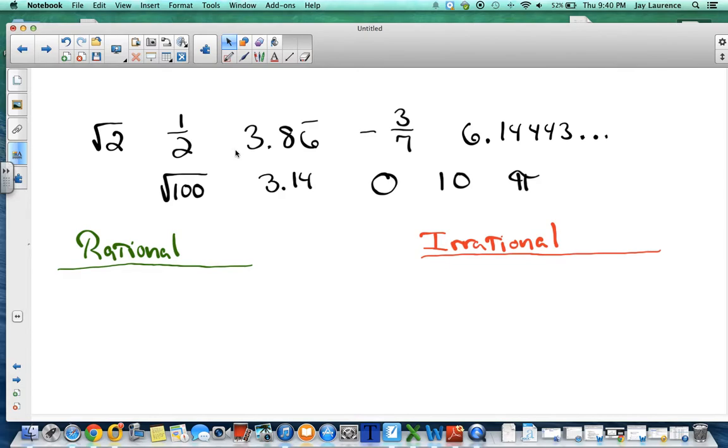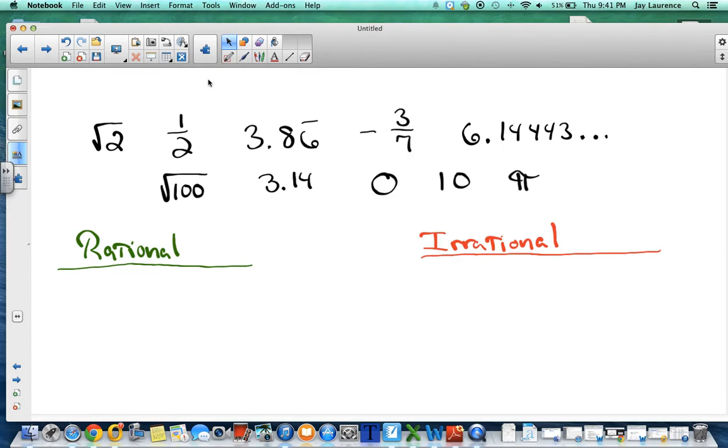Rational numbers include all the natural numbers 1, 2, 3, 4, 5, 6, 7, 8, 9 on forever. They include all the whole numbers 0, 1, 2, 3, 4, 5, 6, 7, 8, 9 on forever. They include all decimals that end or repeat, like 3.86 repeating, or 3.4 repeating. They include decimals that end, like 7 1/4, 7.25. They include mixed numbers, assuming the decimal part is a decimal that repeats or terminates.